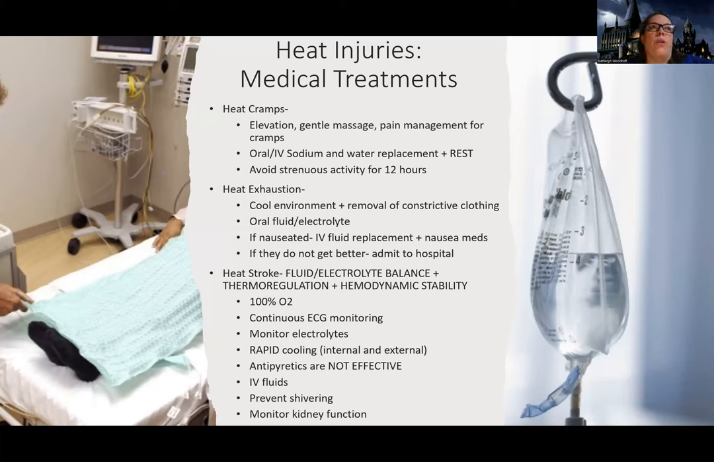Anyway, so they usually can take everything in orally, and like I said, we want to give them sodium and water, and we want to tell them about electrolytes, not just to be drinking water when they're out and about, but to also make sure they're getting that electrolyte replacement if they're going to be out running and things like that outside. Rest, and then nothing strenuous for 12 hours. They can go home, they can be managed, they do not need to be admitted to the hospital.